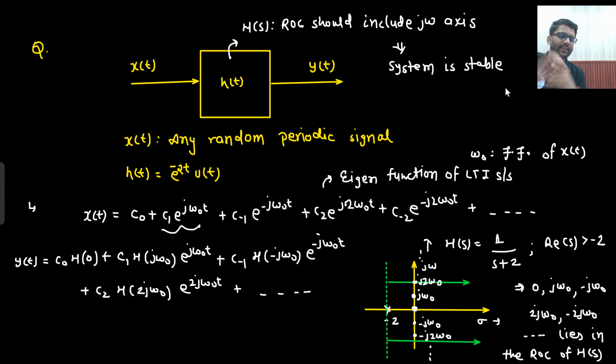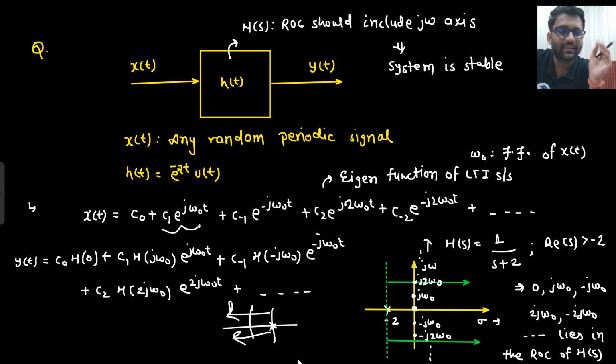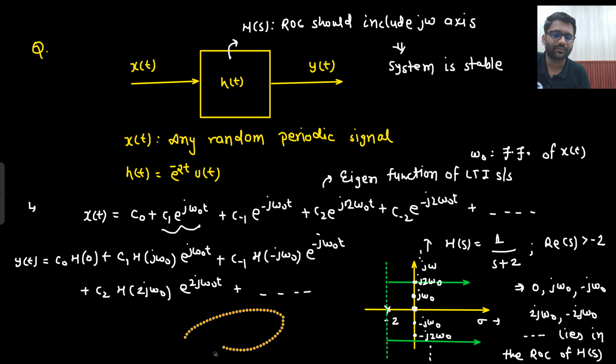So it's not necessary that ROC should be looking towards plus infinity only. The ROC could be somewhat like this as well. But the important part is it should include the j omega axis. So for a stable LTI system, if you are applying any periodic input, all the components of that periodic input will be your eigen functions. So very easily you will be able to write down the answer. Are you able to understand this point or not?